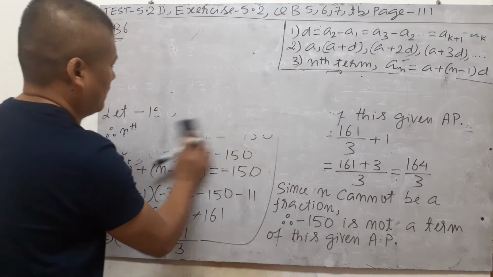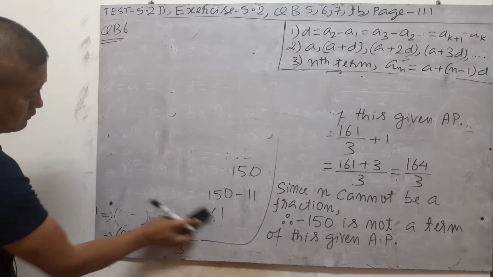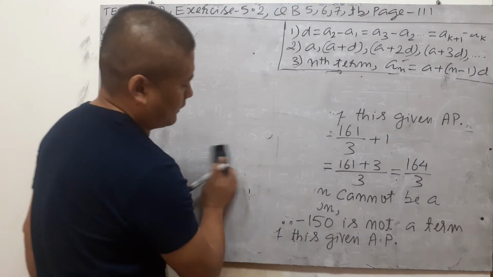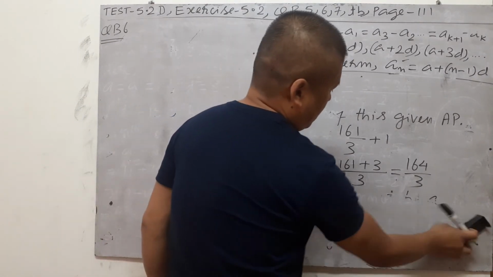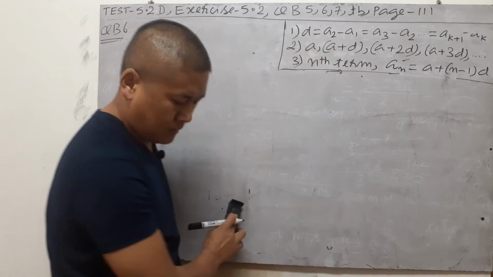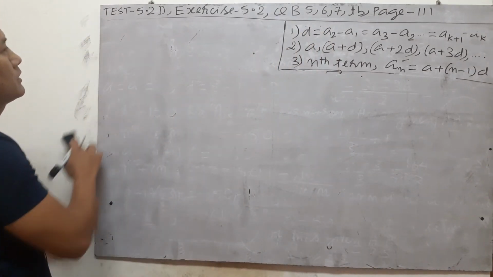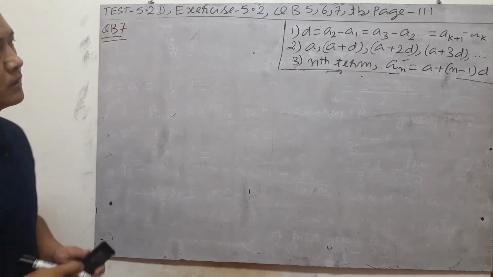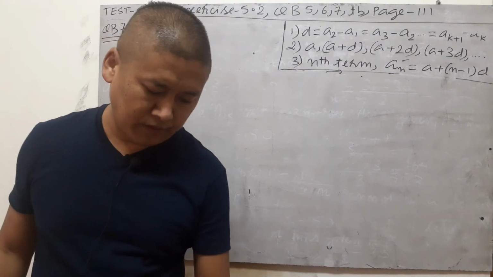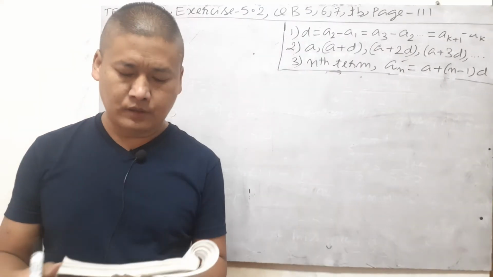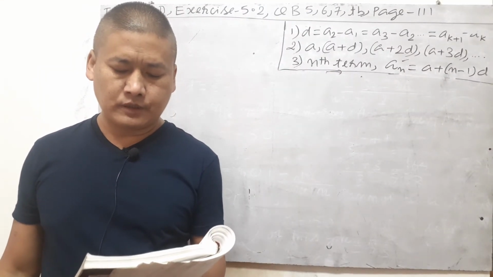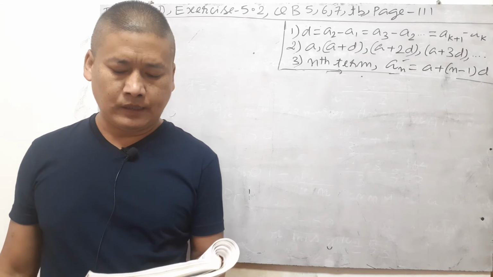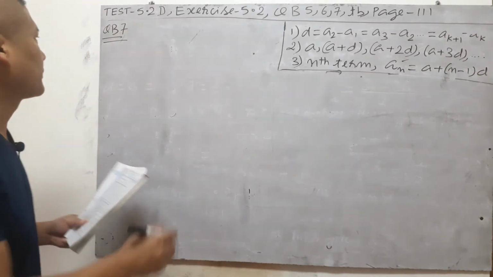Okay. One more question before we complete this test part. Let me read the question for us, B7 I think. Question B7. Find the 31st term of an AP whose 11th term is 38 and the 16th term is 73.